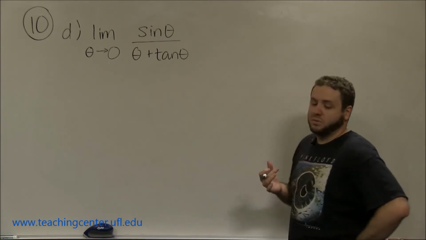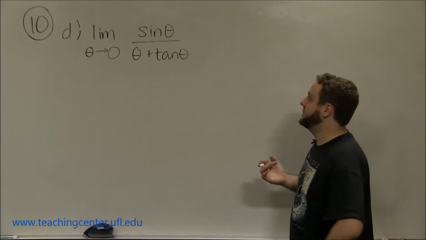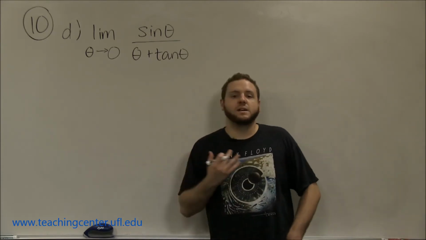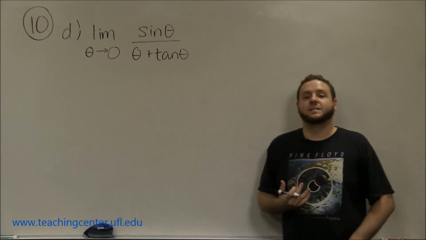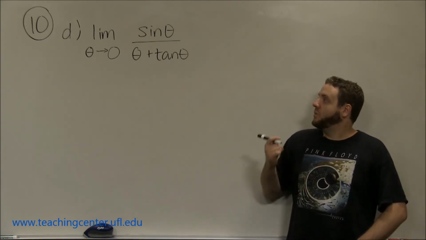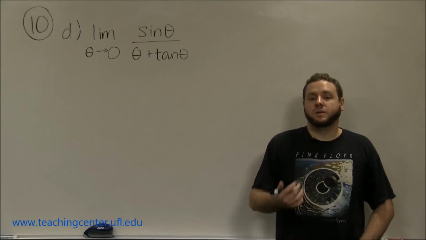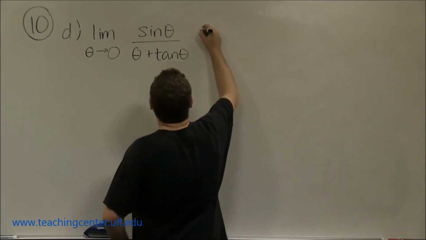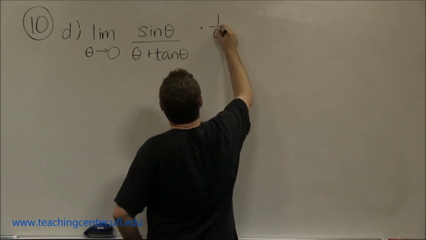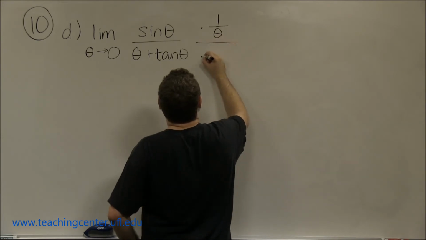But as is the case with most of the problems under this trig limit section, we need to try to get our identity out of it, our sine theta divided by theta identity. We can do that really simply here by doing a trick that we did in one of the previous problems. We're going to multiply the numerator and denominator by 1 divided by theta.